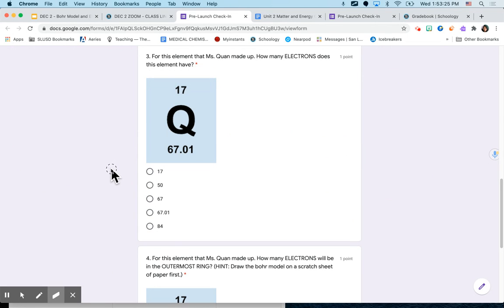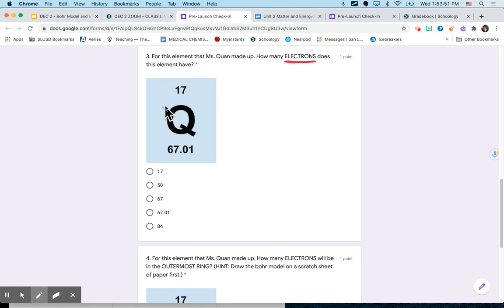Okay, so let's go ahead and move on to question 3. And again, feel free to pause this video at any point to take notes down. Or if this is confusing, feel free to email me if you have any clarifying questions. All right. So question number 3, for this element that I made up, how many electrons does this element have? Ooh, let me change the color to red.